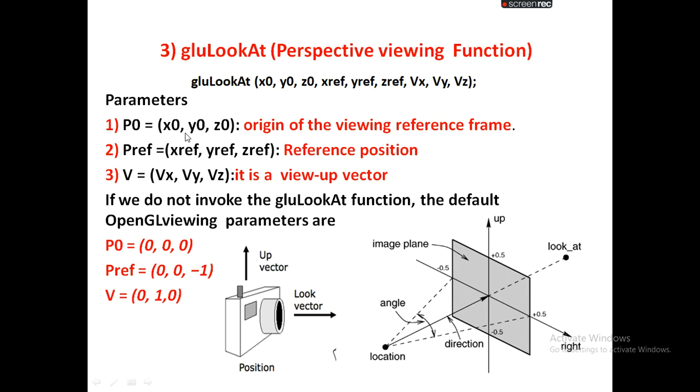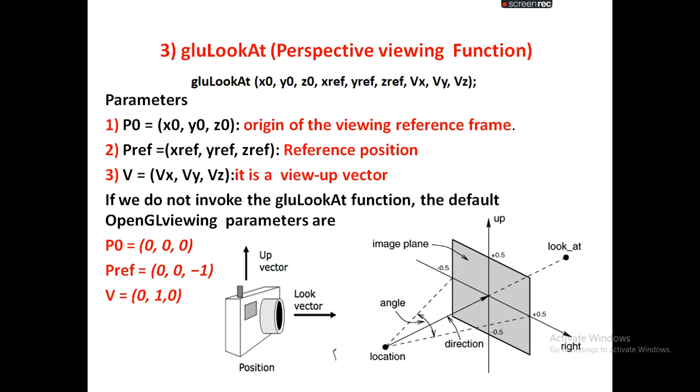After selecting the origin of the camera, you need to define the reference position. When you want to capture any image, in that particular object, one of the pixel positions you need to consider as a reference point. So P reference has three coordinates: X reference, Y reference, Z reference. This is the second parameter. After that, you need to define the VUP vector.